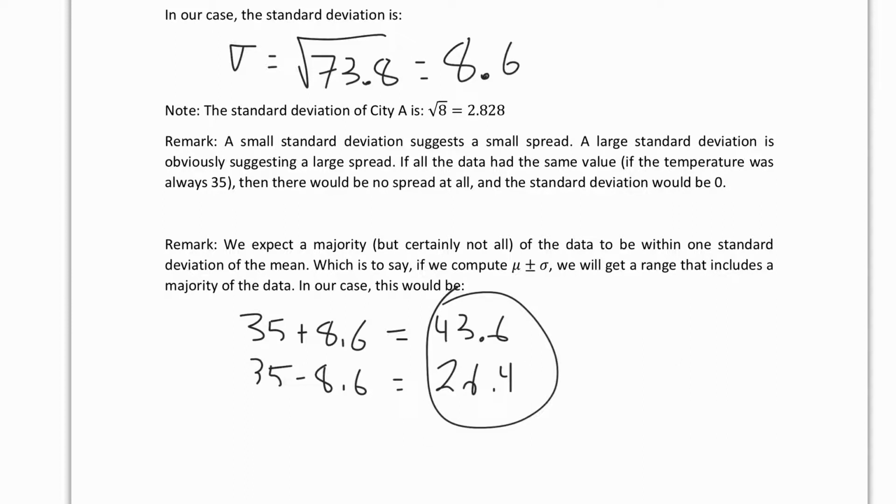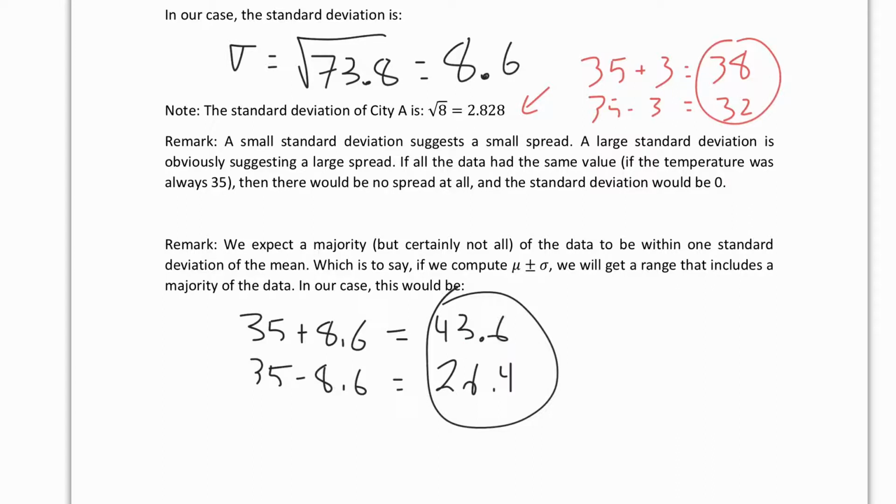And so that tells you something different than, say, city A, where we would expect, in this case, because we had a spread of only about, call it 3, 35 plus 3 and 35 minus 3. So this is going to be between 38 and 32. So this city seems to have a large portion of days that are between 32 and 38. Seems like you could always wear shorts and a t-shirt. A very hot but nice weather, very consistent.